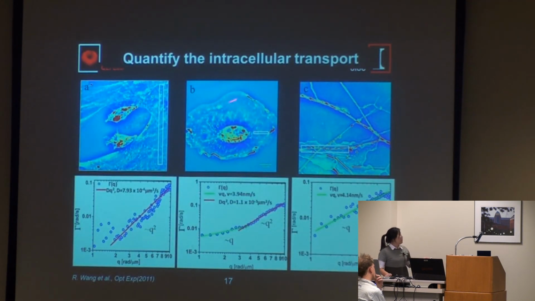So we can quantify the intracellular transport inside living cells. We can get the diffusion coefficient and the velocity. For this, we can see the membrane is more diffusive. And here, the transport from the nucleus to the membrane, to the periphery of the cell, is combined too. But for the dendrite of the neuron cell, it's mostly determined motion.